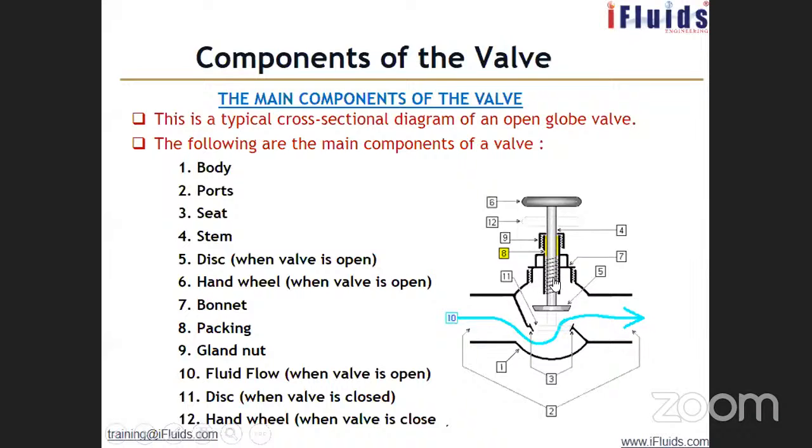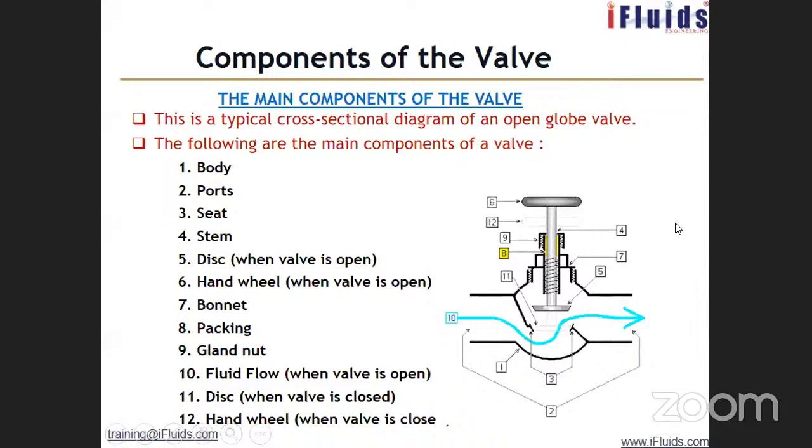Number 8 is the packing material. This yellow color is the packing material which prevents the leakage of process fluid. Then there is a gland nut, tight, allowing the leak tight connection. Fluid flow happens, this is the direction of the fluid flow. A disc we have already seen. Disc will go down when it is closed. The disc will sit here, and hand wheel we have seen.